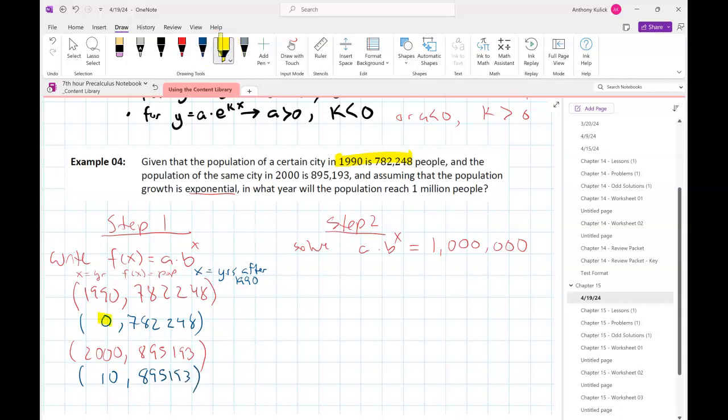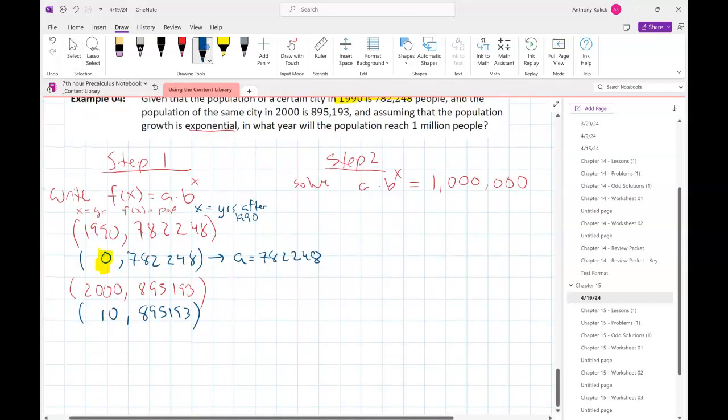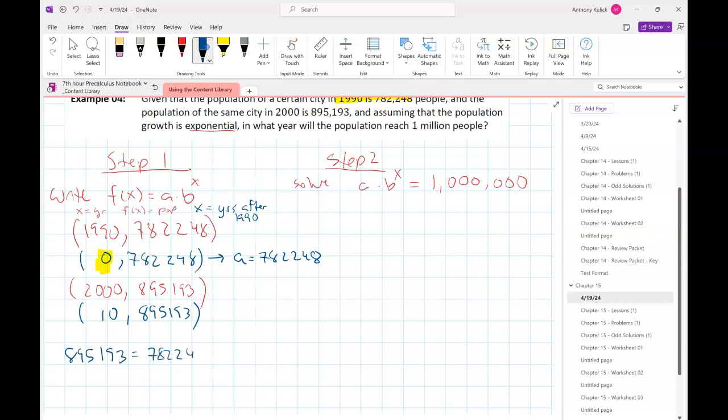And again, the reason I'm doing that is so now I have a 0 as my x-coordinate, which makes this way simpler because my a now is just given to me. So to solve for b, I have 895,193 equals 782,248 times b to the 10th.